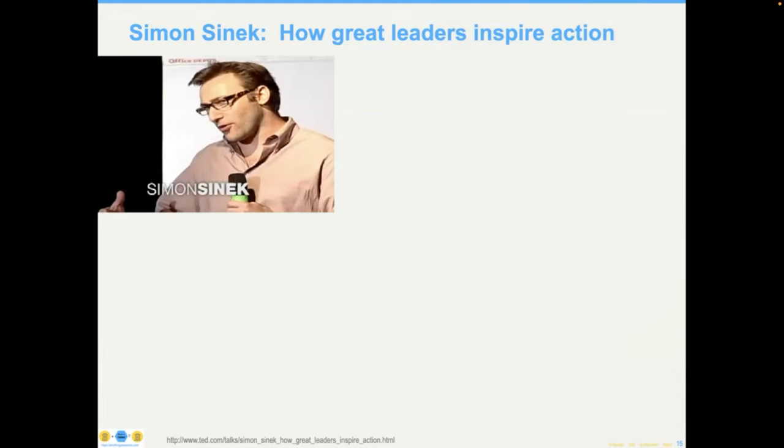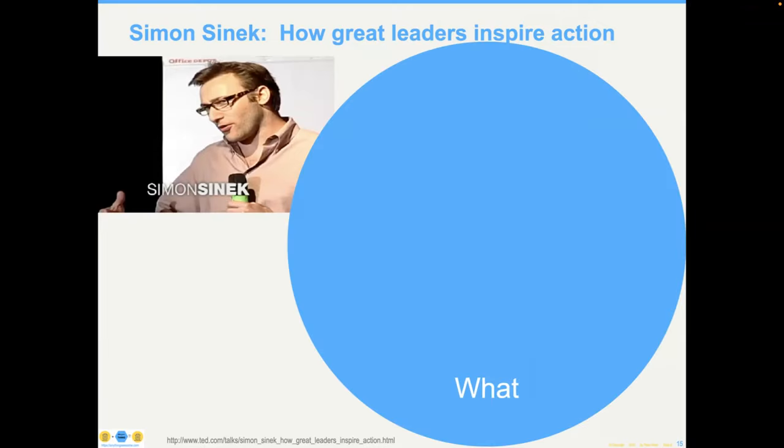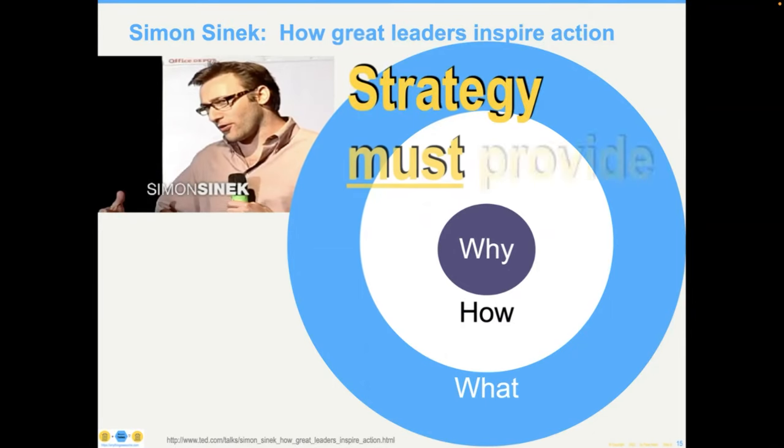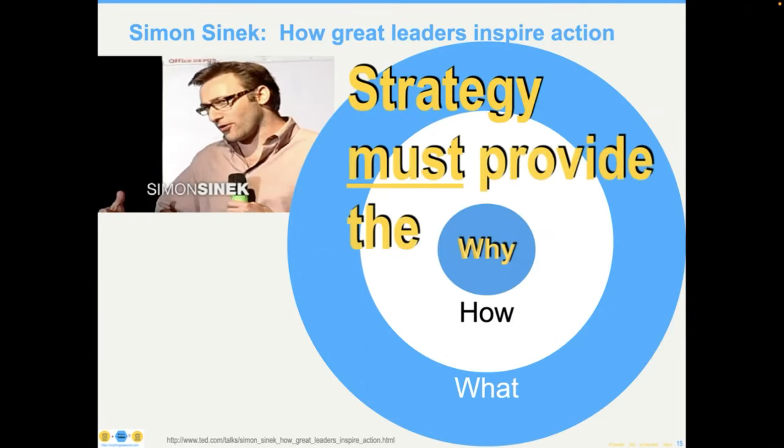The way to look at this is a wonderful talk from Simon Sinek. If you still go back and do TED Talks, he starts out by saying people are pretty good at describing what they do. We're less good at describing how we do it, and we're not very good at all about describing why. Strategy is what must provide that why in order to do it.